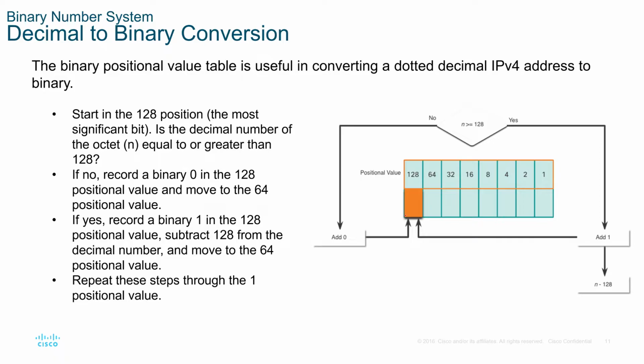So if yes, record a binary 1 in the 128, subtract 128 from the decimal number, and move to the 64 positional value. You repeat those steps, continuously moving to the right until you've gotten to the 1, at which time your decimal number should have been converted to a binary number.